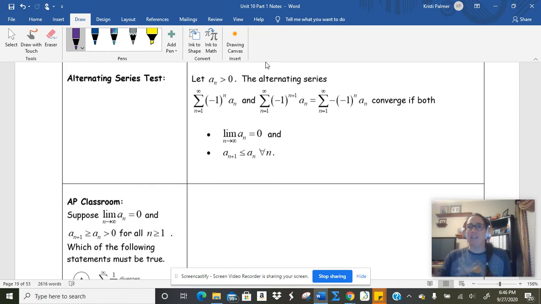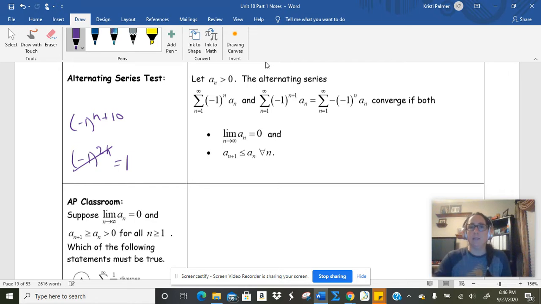And similarly, you can have (-1)^(n+1). You could even have (-1)^(n+10). Okay, but just be careful because (-1)^(2n), remember, that's just 1. So make sure that it's an odd form of that.